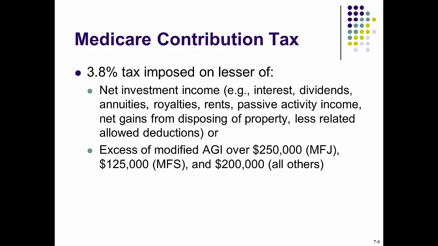Also, there's an exception. Tax-exempt interest, veterans benefits, excluded gains from the sale of a principal residence, distributions from qualified retirement plans, and any amount subject to self-employment tax are not subject to the Medicare contribution tax. The tax is imposed in addition to your regular Medicare contribution. That will be 3.8% of the lesser of these two.